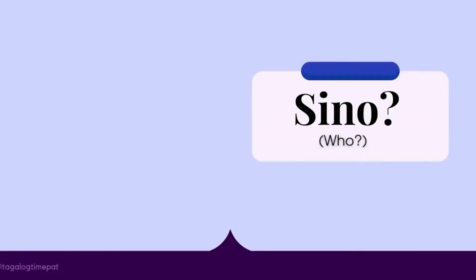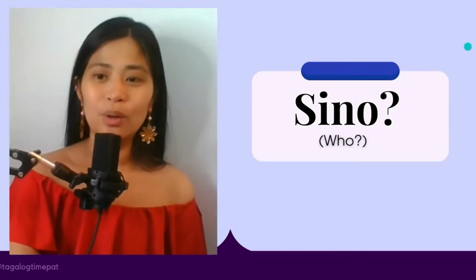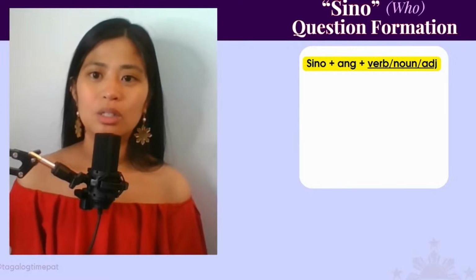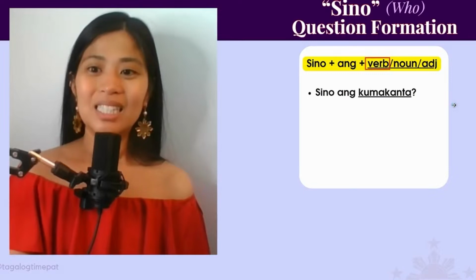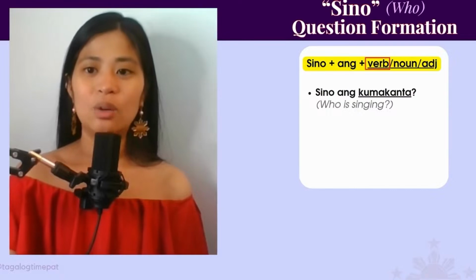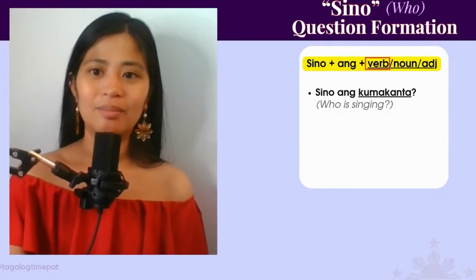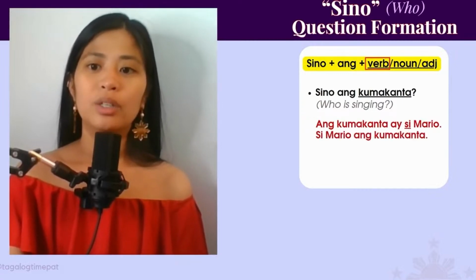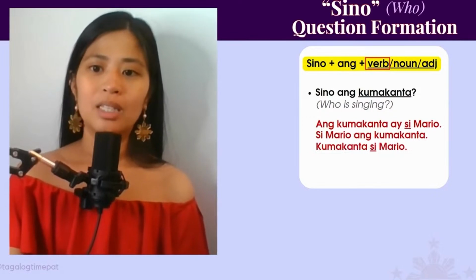Okay, so the next question word we are going to learn is sino, and that means who. So these are the different ways sino is used. Sino plus the word ang, then it's a verb, a noun, or an adjective. So it's easy because you just have to use sino ang, and then you just fill in the end with a verb, noun, or an adjective. Sino ang kumakanta? Singing. Who is singing? Sino ang kumakanta? Ang kumakanta ay si Mario. Si Mario ang kumakanta, or kumakanta si Mario?